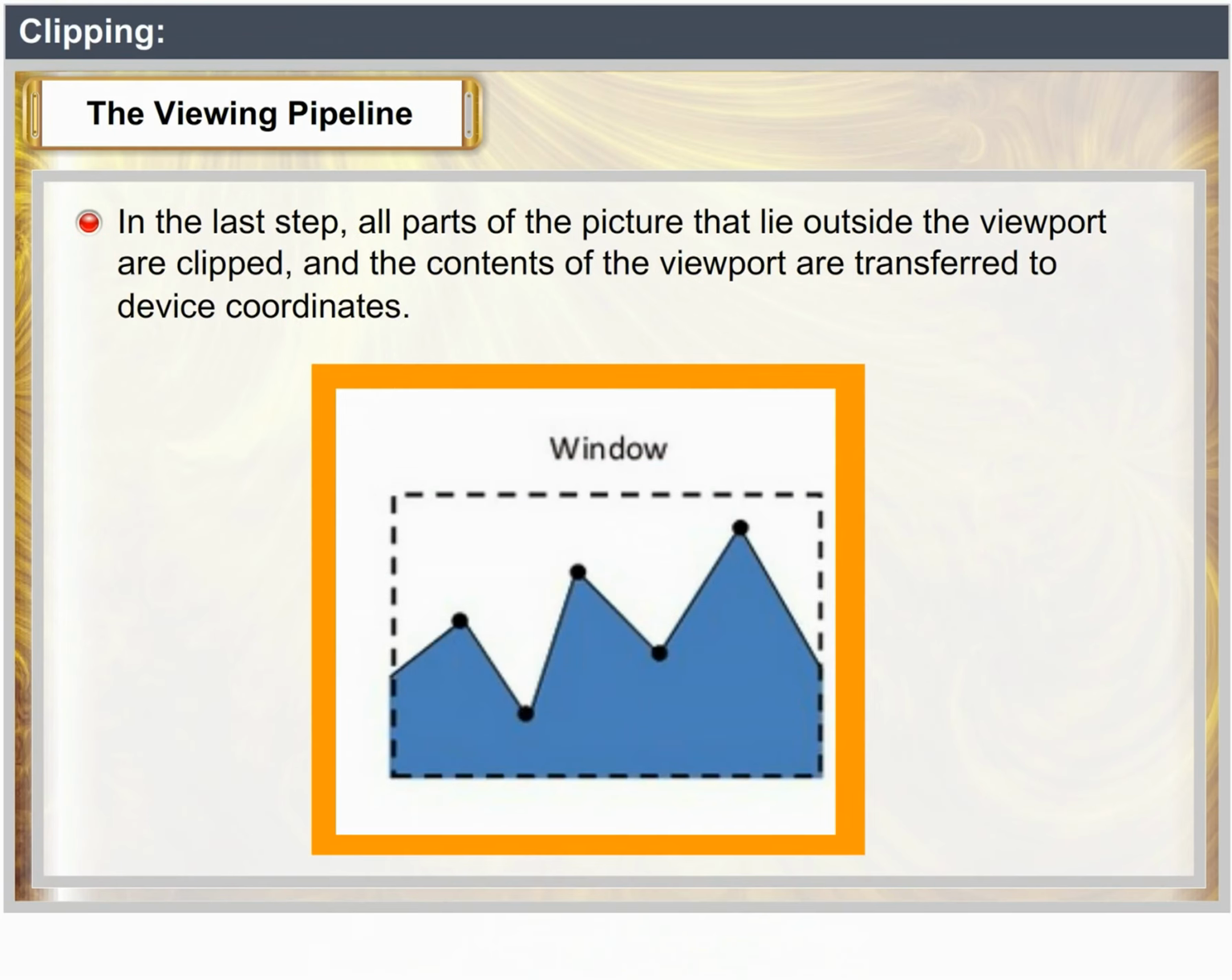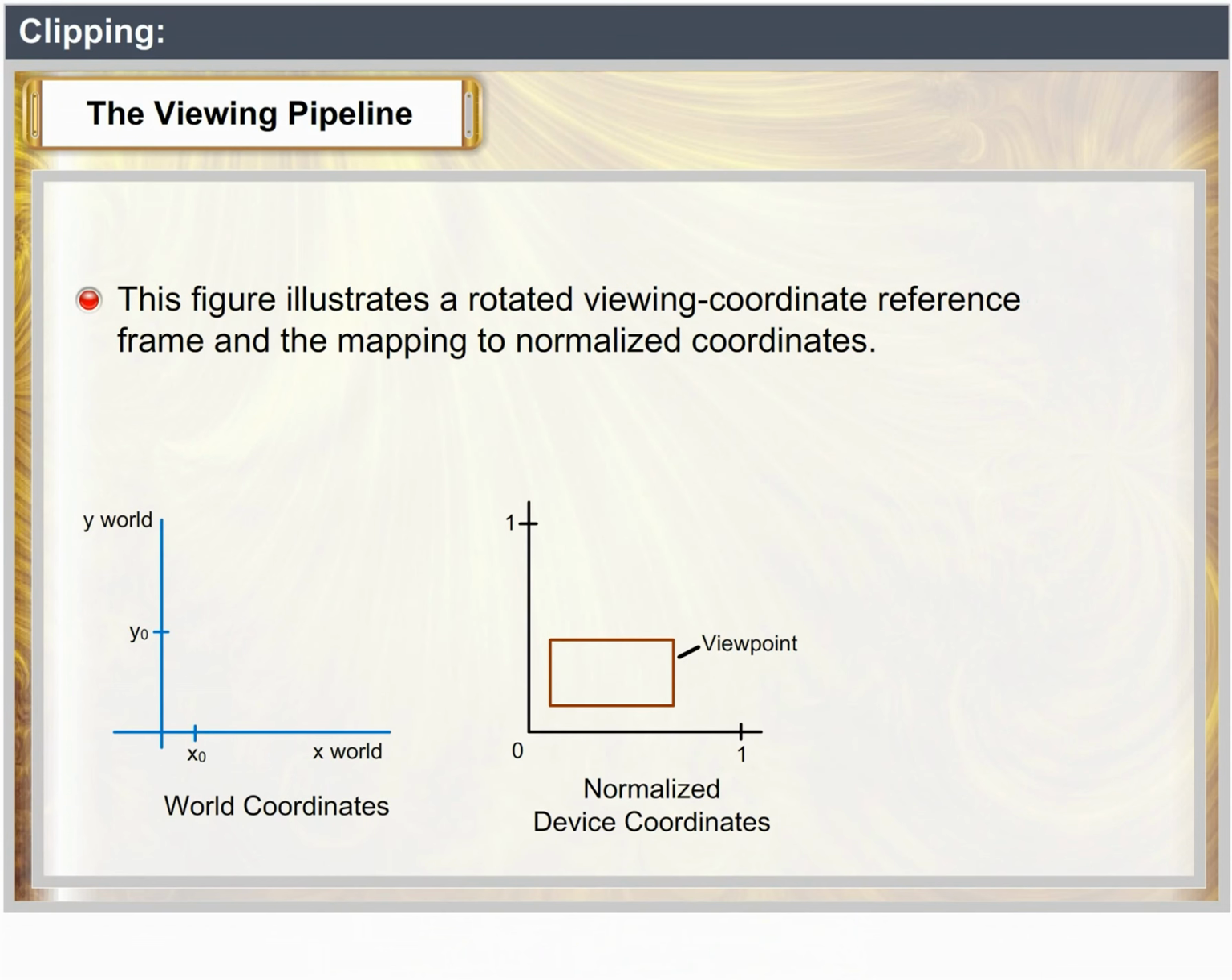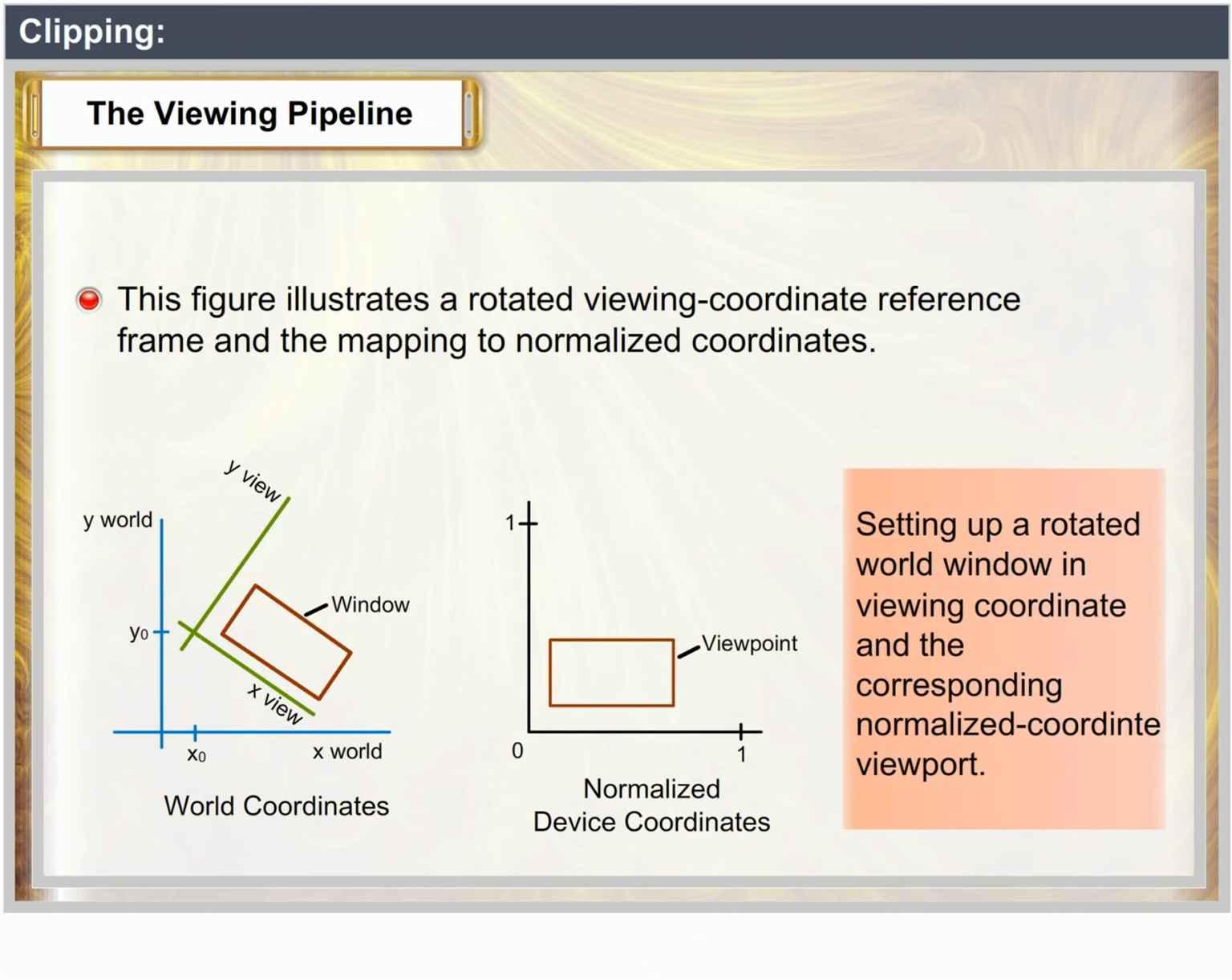At the final step, all parts of the picture that lie outside the viewport are clipped and the contents of the viewport are transferred to device coordinates. This figure illustrates a rotated viewing coordinate reference frame and the mapping to normalized coordinates. Setting up a rotated world window in viewing coordinates and the corresponding normalized coordinate viewport.